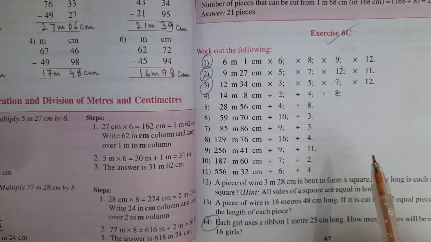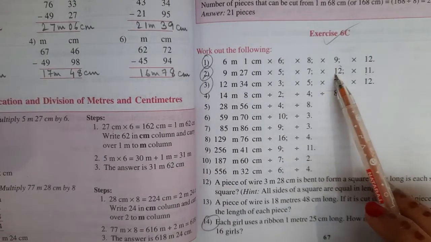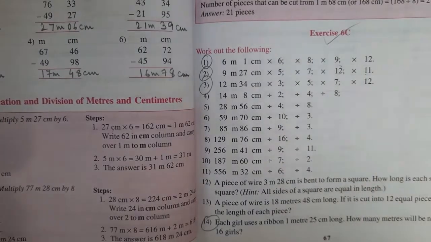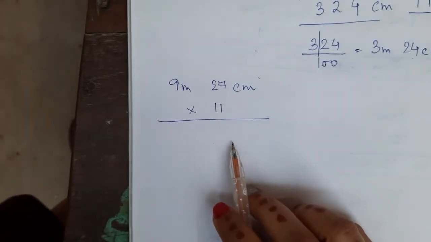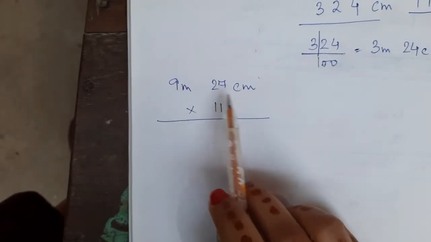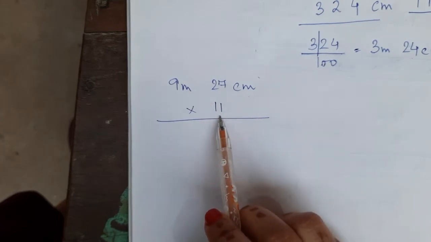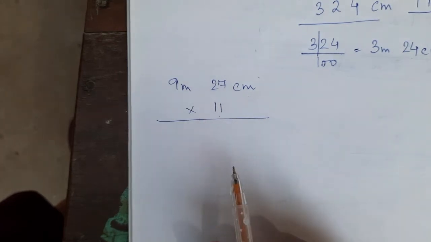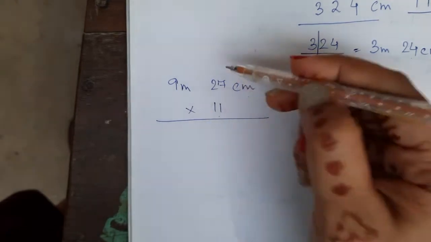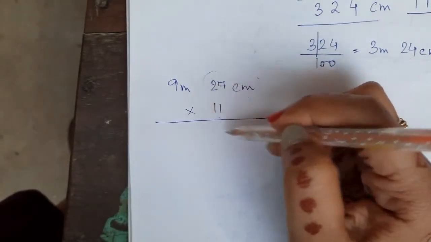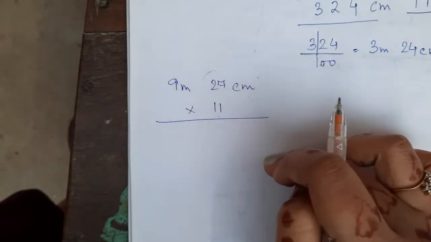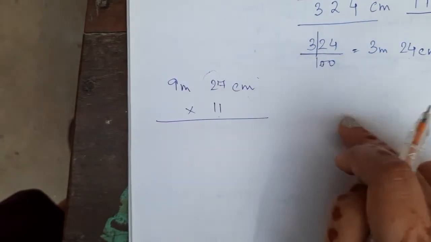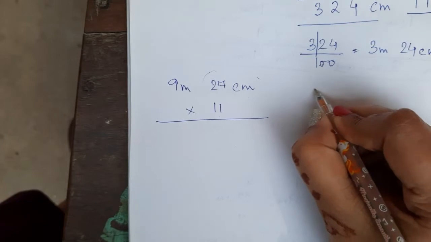Now let's try another sum from your book. We have done 12. Now let's do 11. So now I have written the question here. 9 meter 27 centimeter multiplied with 11. Now what do we have to do, students? Yes, we are first going to multiply these two numbers. We are not going to multiply here because it is going to be chaotic. So I am doing it separately beside this sum.